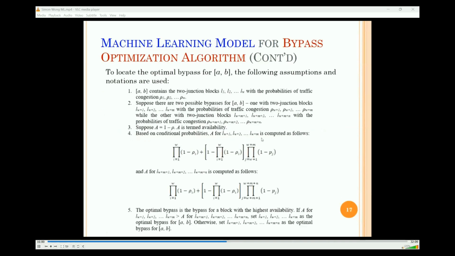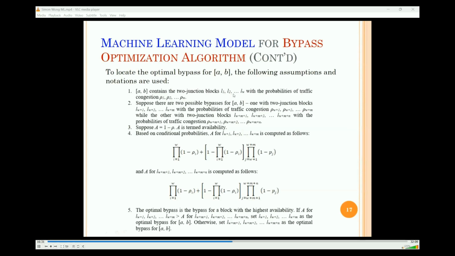Okay. So to locate the optimum bypass for the block between junction A and junction B, I call this block the AB block. The following assumptions and notations are used. Now, the AB block contains two junction blocks. For example, L sub 1 is one block, L sub 2 is another block. These are two junction blocks.